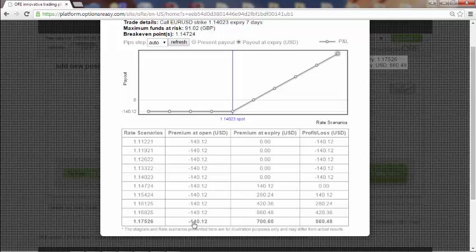Now, if you deduct the original amount you paid for the option, $140, then you get the net P&L, $560. On the other hand, if the market falls to 1.1122, the option does not pay out. It's zero. So my maximum risk or my maximum loss is the amount that I originally paid for the option, $140, and you can see that the loss is $140. And no matter how low the market rate goes below my strike, my loss is always limited to $140.